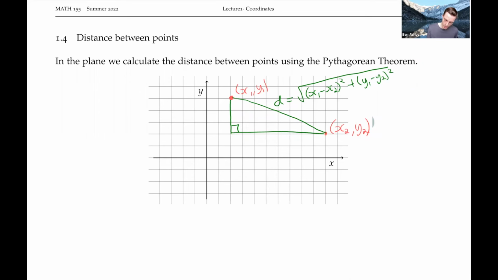Well, this distance along the bottom here is just going to be x1 minus x2, or rather it's going to be the positive value of it. So these lines here just mean take the positive value, and here we're going to have y1 minus y2. So these are just going to be the lengths of the sides, and then to work out the length of the hypotenuse, we take the square root of the sum of the squares of the sides.